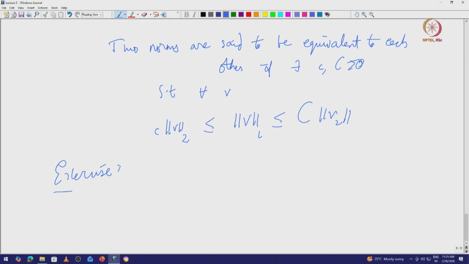Now, this is an exercise, if you will. You must know this as a fact. Any two norms on a finite dimensional vector space, real or complex, are equivalent to each other.